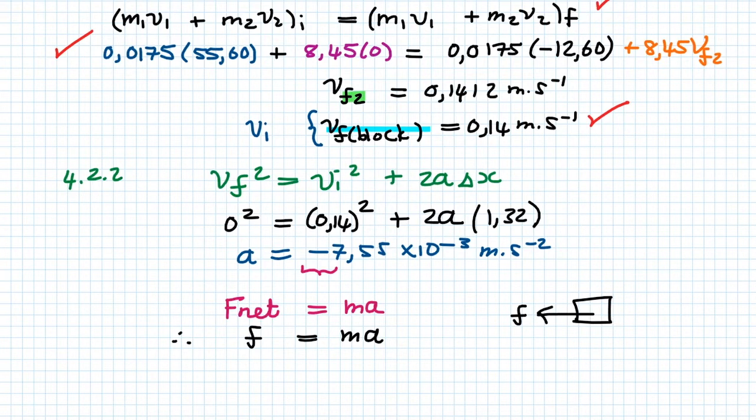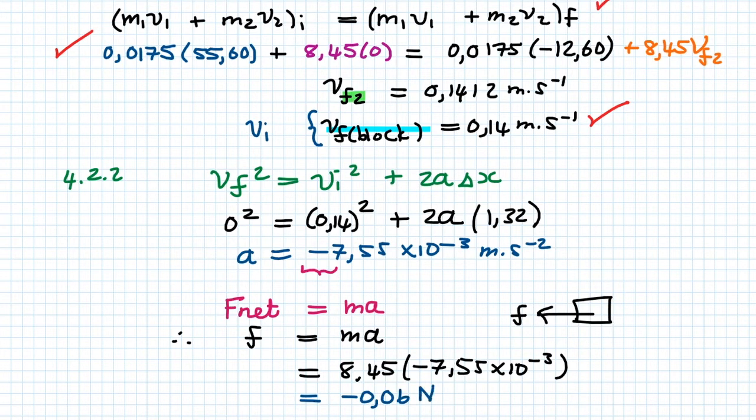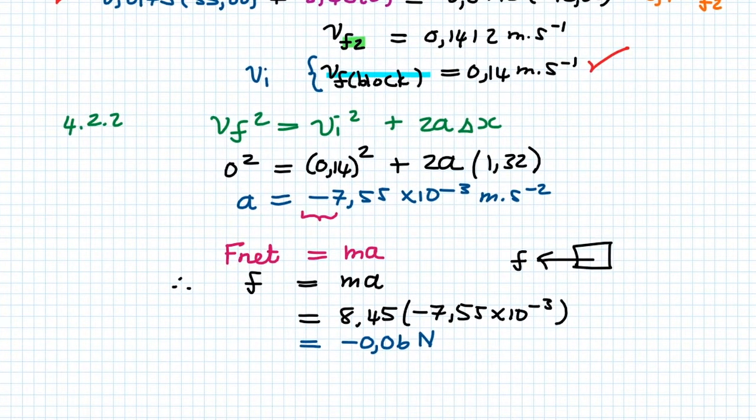this is the net force. We know that the object's mass is equal to 8.45. The acceleration we plug in with its negative as negative 7.55 times 10 to the negative 3. When we plug this into our calculators, we find out that the frictional force is negative 0.06 newtons. Now this answer is negative, which actually implies that the net force is 0.06 newtons backwards.